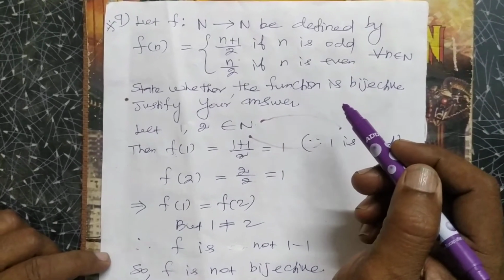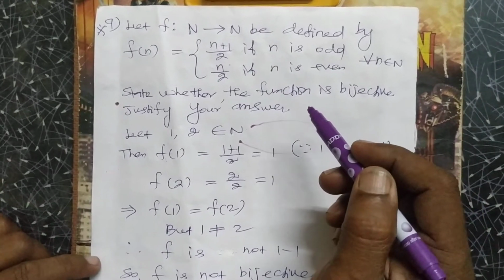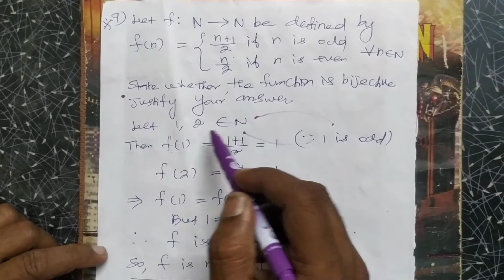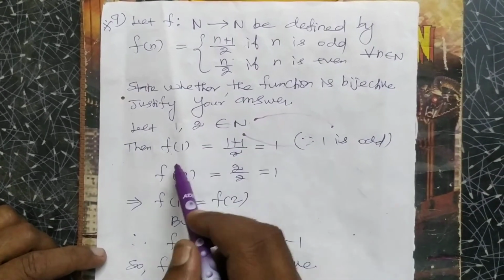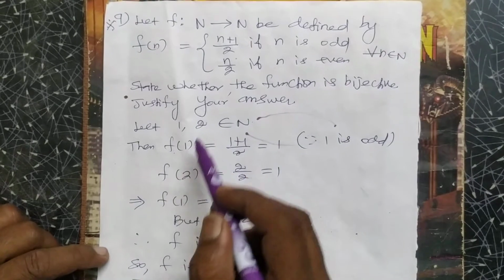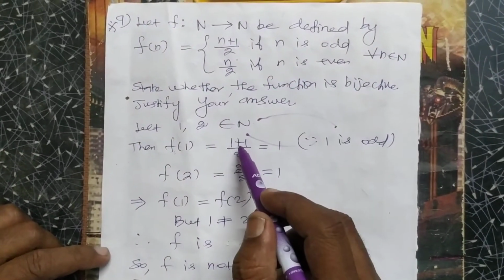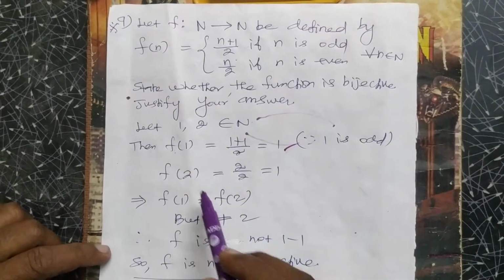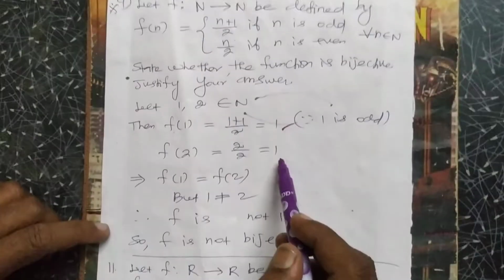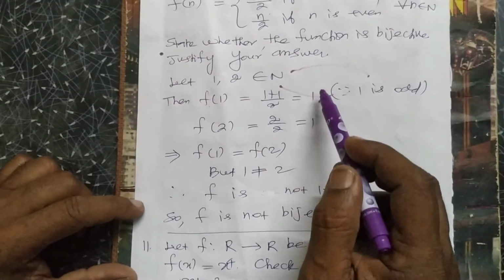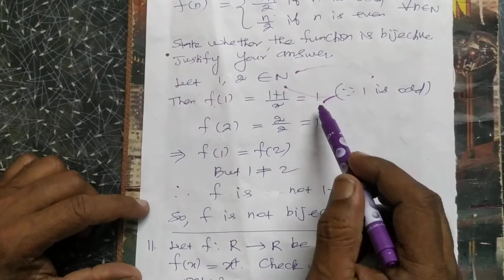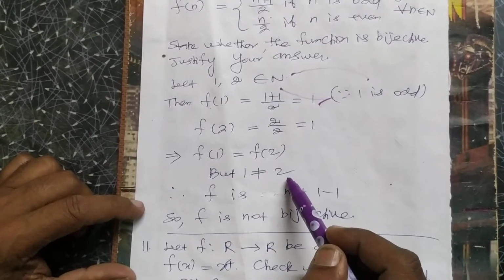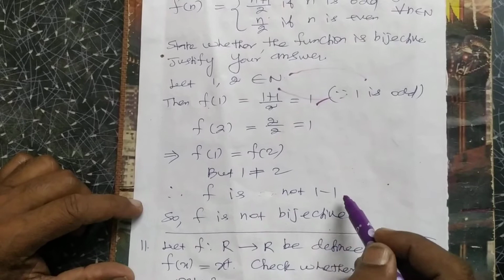Justify your answer means give an example. Let us check whether it is 1 to 1 or onto. Let 1, 2 belong to N. 1 and 2 are different natural numbers. F of 1, since 1 is an odd number, we have to use the first definition: (1 plus 1) divided by 2 equals 2 by 2 equals 1. Then F of 2, 2 is an even number, 2 by 2 equals 1. Here both F of 1 and F of 2 are equal to 1. Therefore, F of 1 equals F of 2, but 1 is not equal to 2. Therefore, F is not 1 to 1.